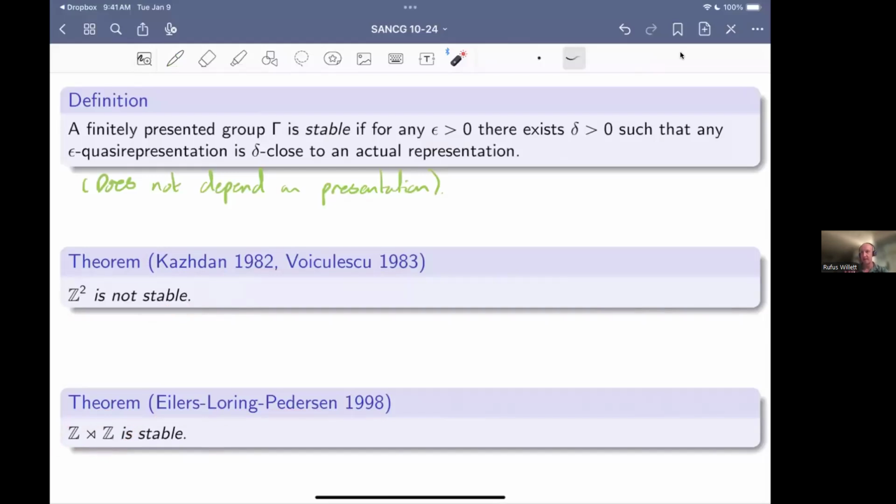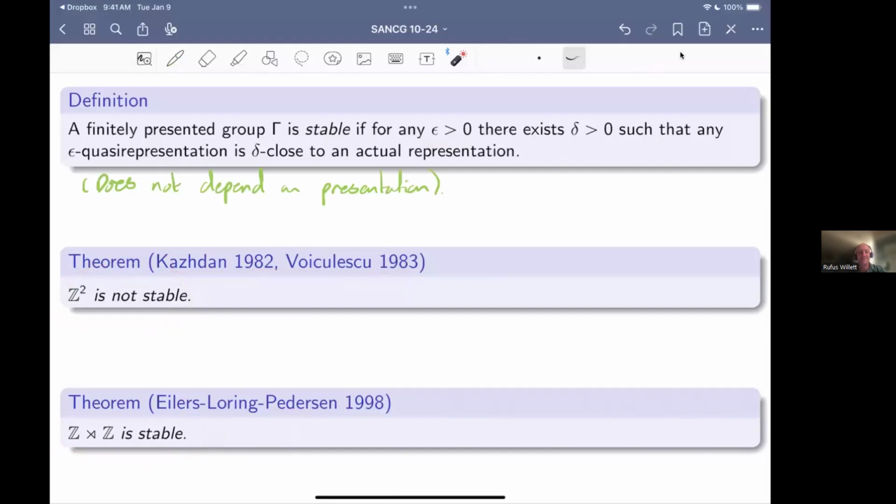So these have two fairly different behaviors, even though these two groups are pretty close, right? The free abelian group of rank 2 is an index 2 subgroup of the fundamental group of the Klein bottle, and those two groups look pretty similar. But for this one, there are epsilon quasi-representations which you cannot approximate by actual representations. For this one, if you have a suitably good epsilon quasi-representation, it will automatically be close to an honest representation.